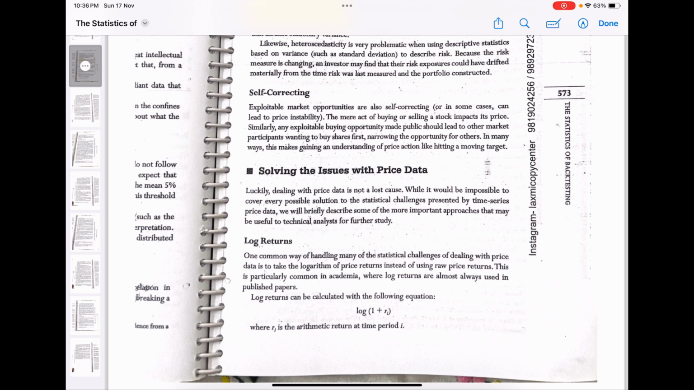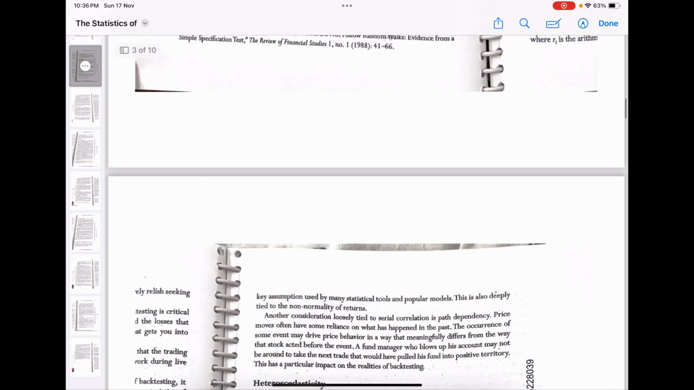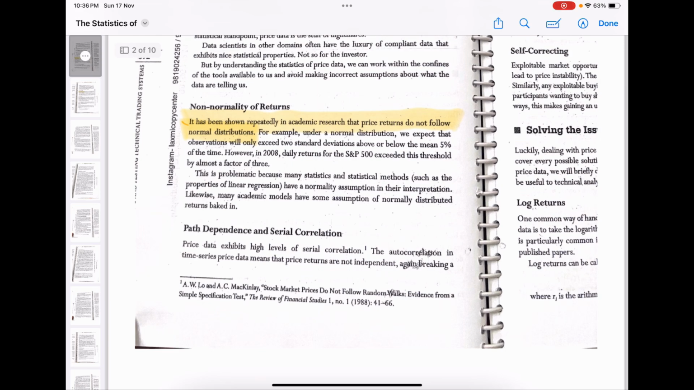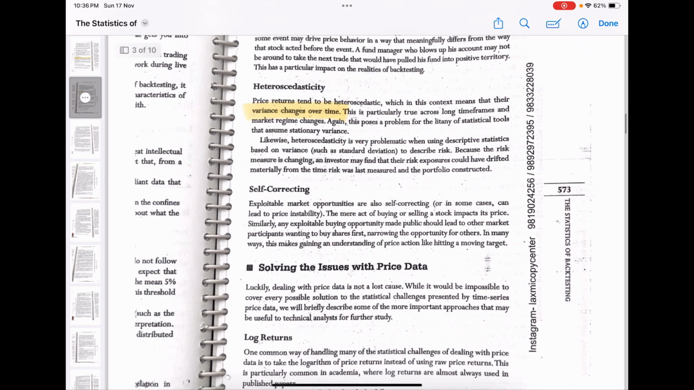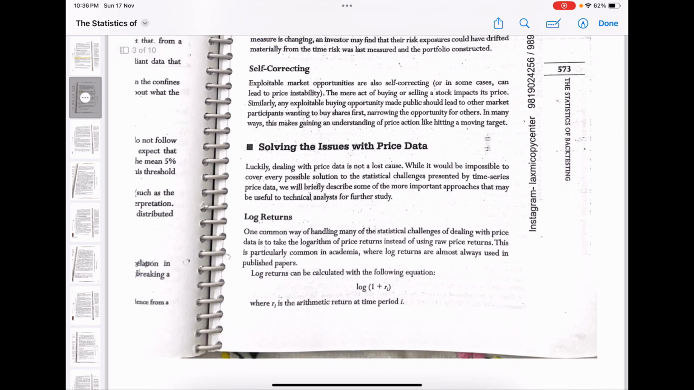And a buying opportunity that is made public, if, let's say, a very big investor makes it public that he's buying something, then that is obviously going to impact the demand which is there in the market. So, we saw what path dependence and serial correlation is, and we also saw what heteroscedasticity is. That means that the standard deviation or the variance changes over time, and we saw what self-correcting is.